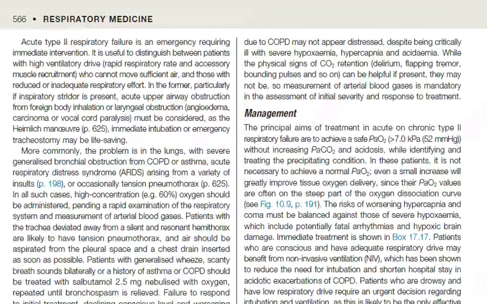The risk of worsening hypercapnia and coma must be balanced against those of severe hypoxemia, which include potentially fatal arrhythmias and hypoxic brain damage. Immediate treatment is shown in box 17.17. Patients who are conscious and have adequate respiratory drive may benefit from non-invasive ventilation, NIV, which has been shown to reduce the need for intubation and shorten hospital stay in acidotic exacerbations of COPD.